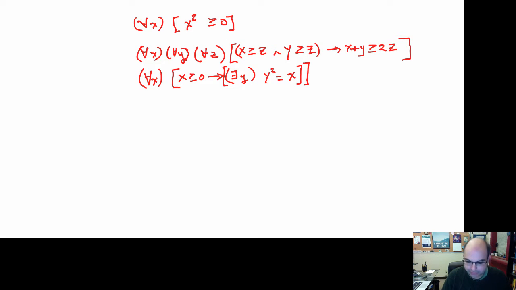The first one is that for all x, x squared is greater than or equal to 0. Okay? The domain of discourse here is the real numbers. So yeah, that seems true.